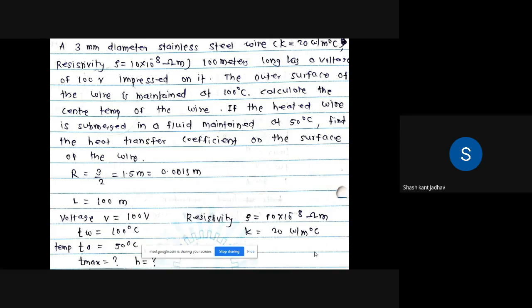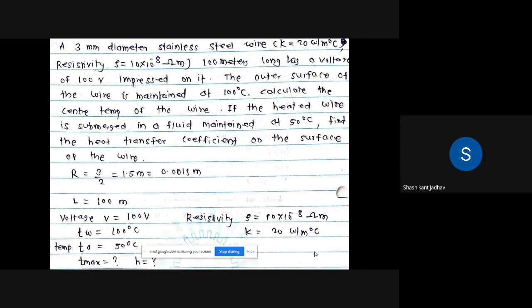Write down given things. A 3 mm diameter stainless steel wire means diameter is given. So from that we have to calculate the radius. Write down R is equal to 3 by 2, so 1.5 mm. We have to convert into meter: 0.0015 meter. So R is equal to 0.0015 meter.